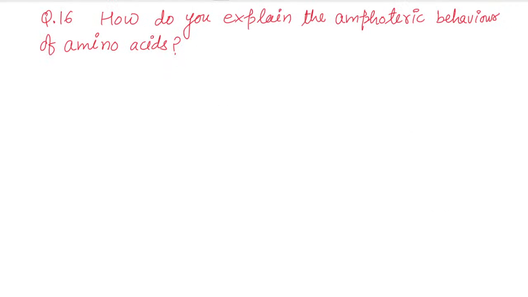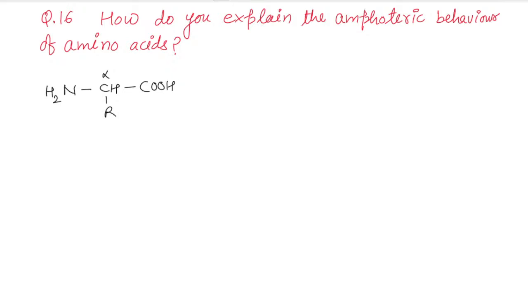Now, question number 16. How do you explain the amphoteric behavior of amino acids? We have discussed it in length, but once again: an alpha amino acid is one in which the NH2 group is at the alpha carbon, the carbon next to the COOH group. An amino acid contains an acidic and a basic group in the same molecule, so in aqueous solution they neutralize each other.